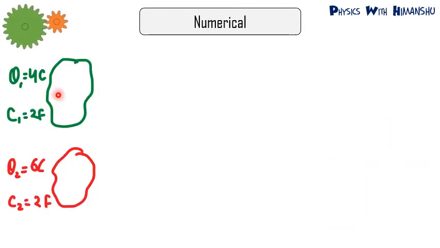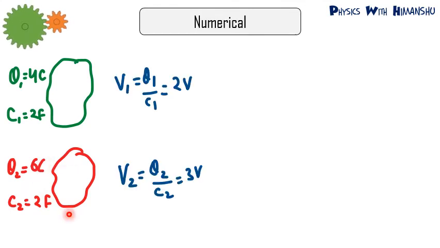Now suppose we have a numerical. Suppose on first conductor C1 of capacitance 2 farad, charge is 4 coulomb, and on second capacitor of 2 farad, suppose charge is 6 coulomb. And if I bring them in contact with each other, then I want to know whether they will share charge or not. And if they will share charge, then how much charge will be there on each conductor.